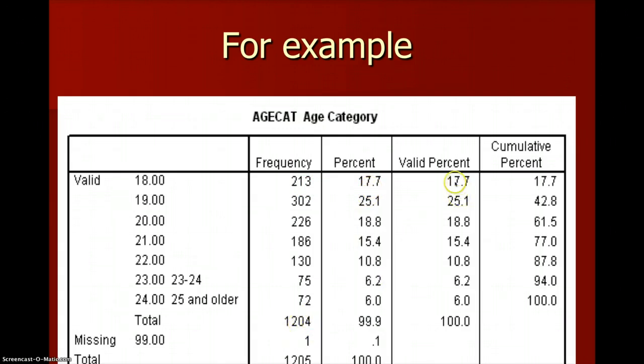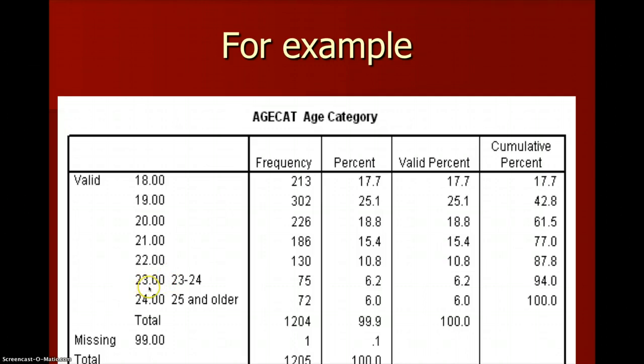Some data points also show a valid percent. When we get down to the bottom of this, we'll see why that's important. And then it also will continue to add these together. So when we get to the 19-year-olds, there's 302 of those. That group individually is 25.1%. It is valid. And if we add that 25.1 to the 17.7, we get 42.8. And this keeps working its way down.